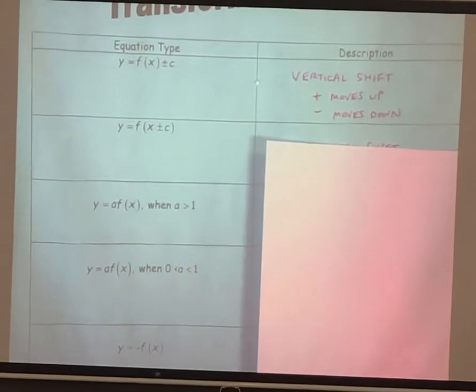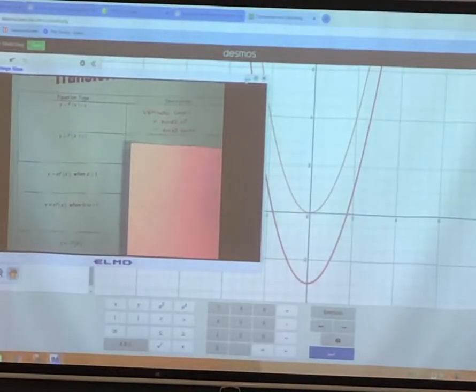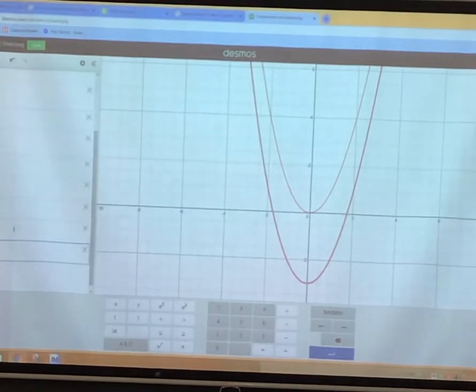Okay, for our next one, now we're talking about a plus or a minus inside the parentheses. So on your packets, this is on page 4. So you go to Roman numeral page 4. When we look at the value inside the parentheses, anybody notice what now happens when we have a plus or a minus inside the parentheses? It's a horizontal shift. So we go back to Desmos just so we can take a look at what that looks like.